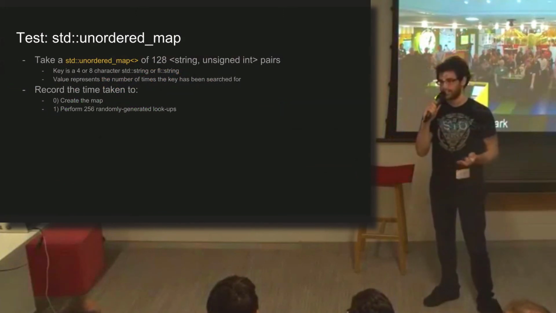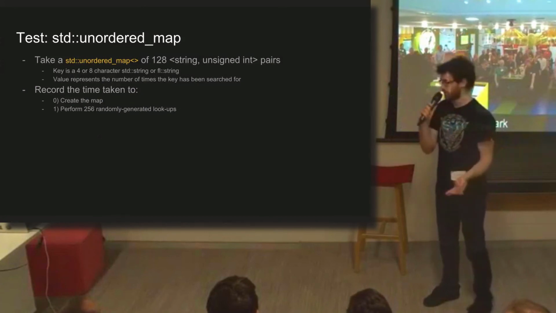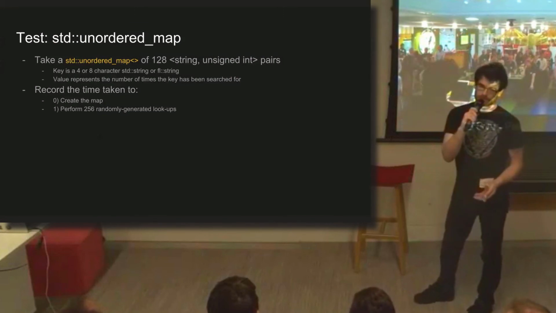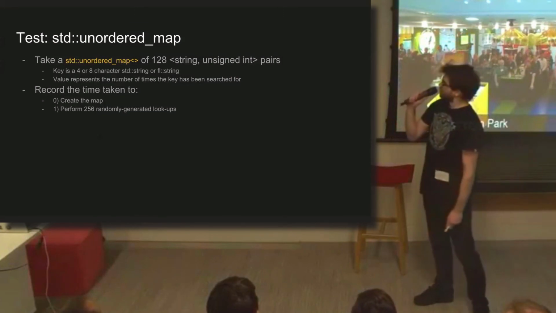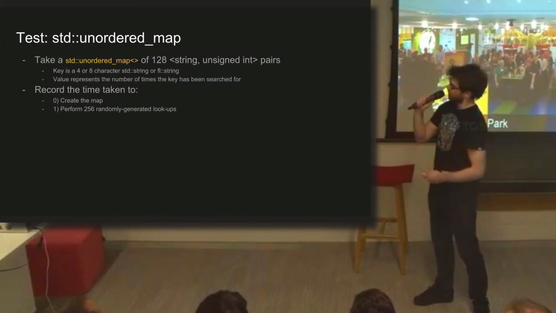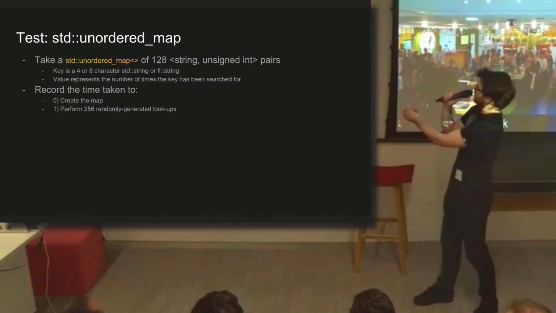But let's go to something that you might be a little more likely to actually see out in the wild. Let's take an unordered map with string integer pairs, 128 of them. The integer simply counts how many times you've searched for that particular string, but it could be anything. So let's record the time taken to create the map and perform 256 randomly generated lookups. So let's have a look.